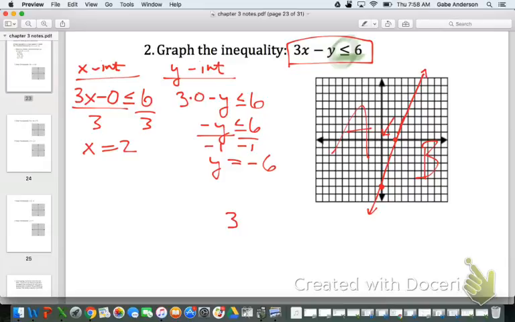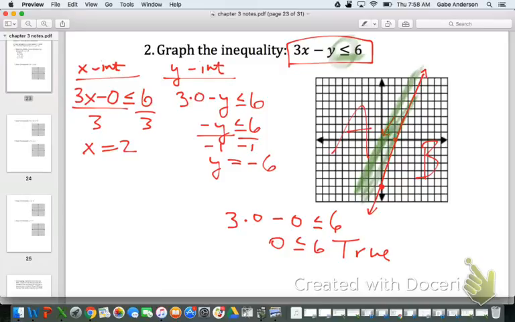So 3 times 0 minus 0 is less than or equal to 6. So 0 minus 0, essentially, right? Is 0 less than or equal to 6? In other words, is that true? Yes. It is true. So in other words, my test value worked. And so I need to shade where I had my test value. So I will be shading over here.